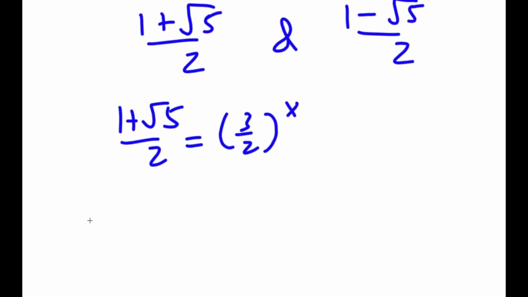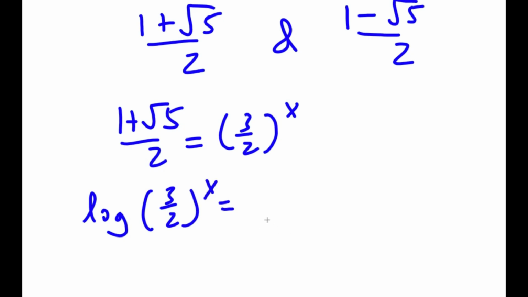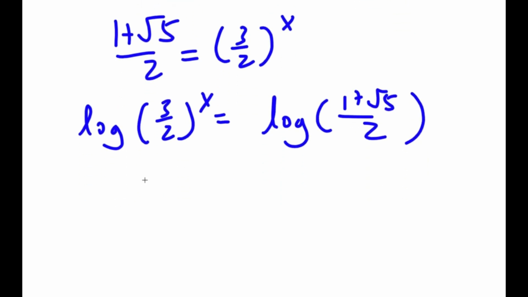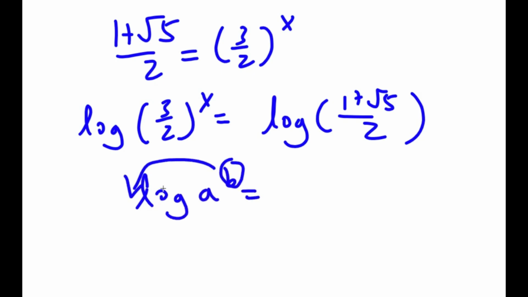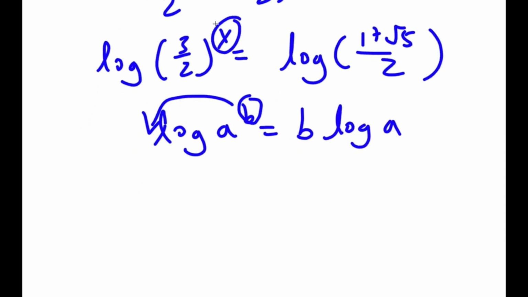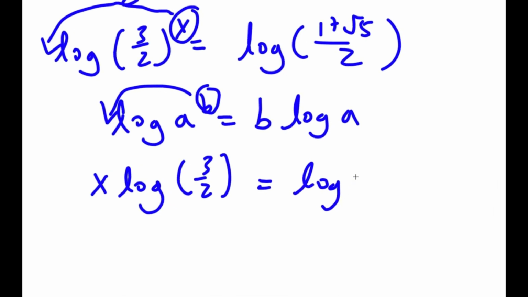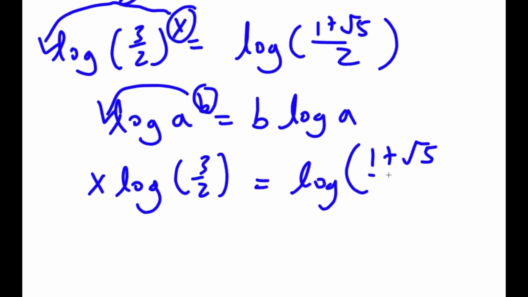So what I'm first going to do is take the log of both sides. So I have log of 3 over 2 to the power of x is equal to log of 1 plus square root of 5 over 2. Now, if I have something in the form log a to the power of b, I can move this exponent b to the front of the logarithm. So this would equal b times log a. So now I'm going to move this exponent x to the front of the logarithm. So now I have x times log 3 over 2 is equal to log of 1 plus square root of 5 over 2.